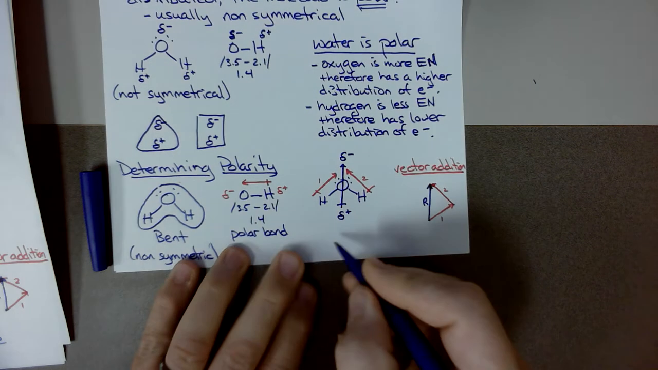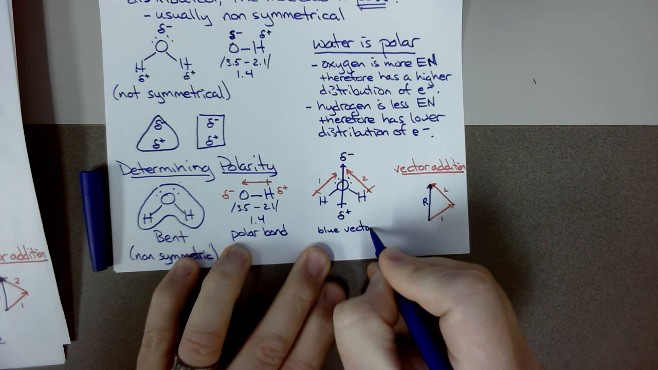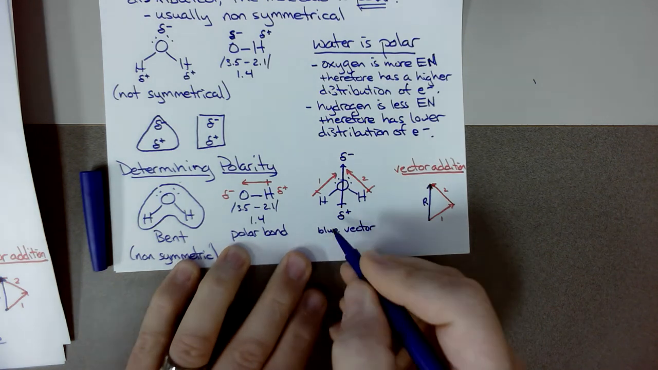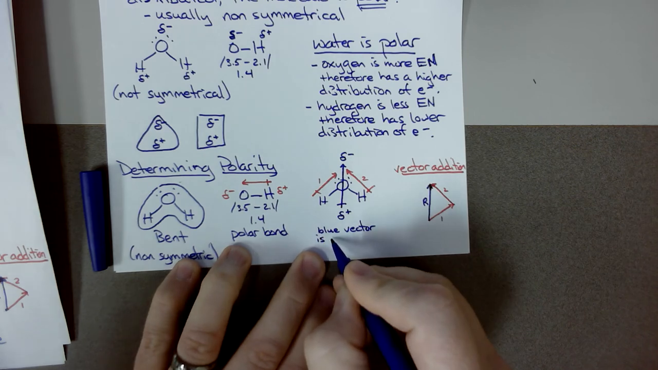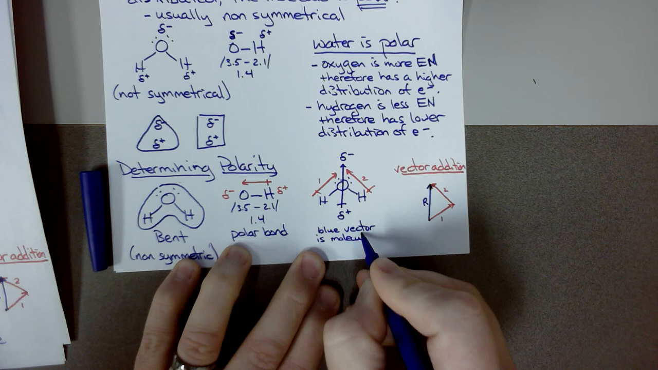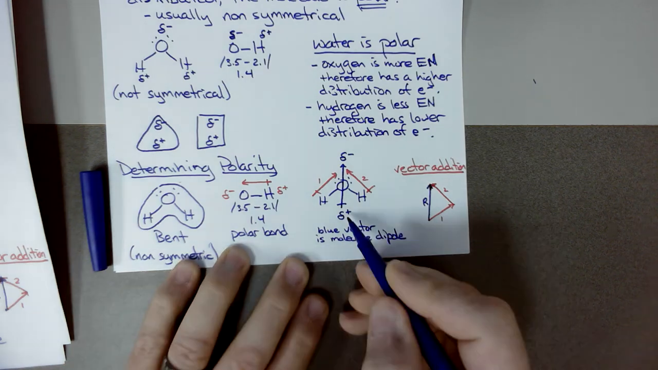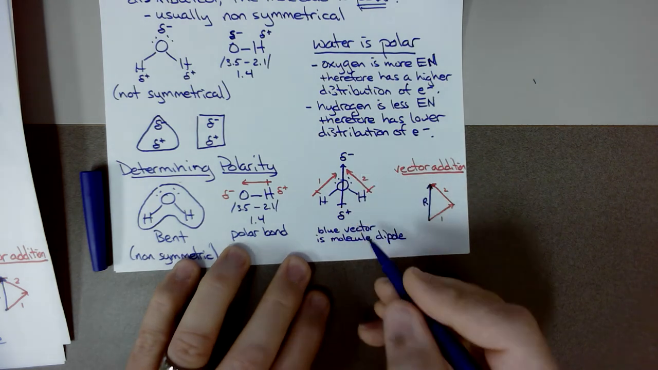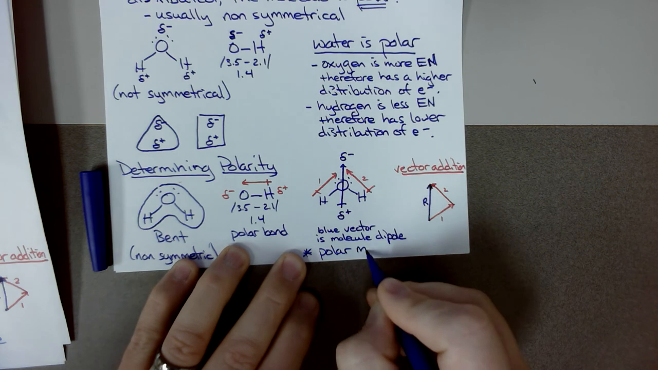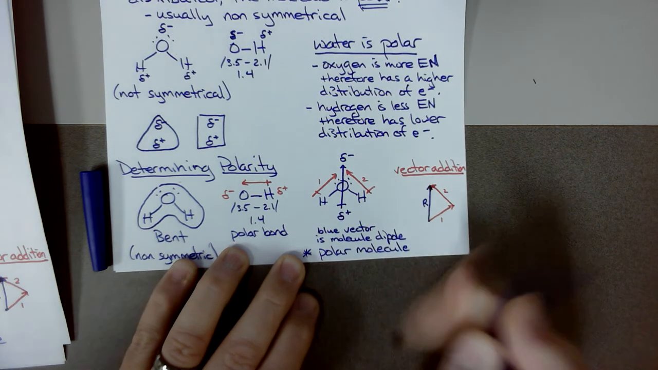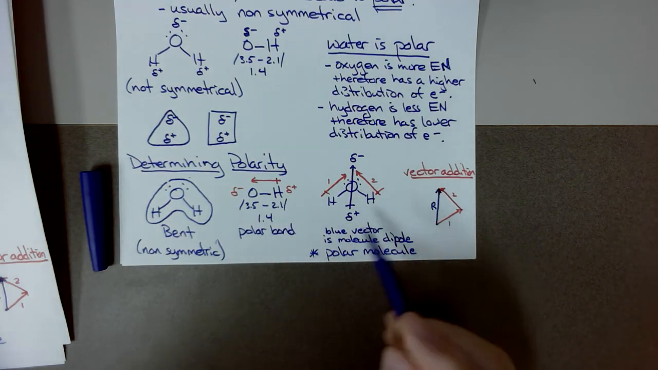And so this blue vector is the molecule dipole. Not the bond dipole, but the molecule dipole. And so we have a partial positive and a partial negative. So this is a polar molecule. Okay, so this is how I went about determining the polarity of water.